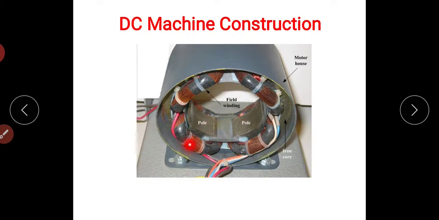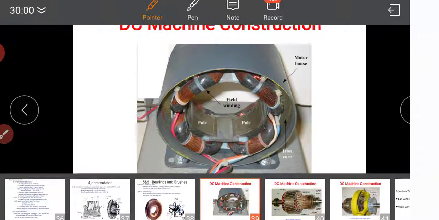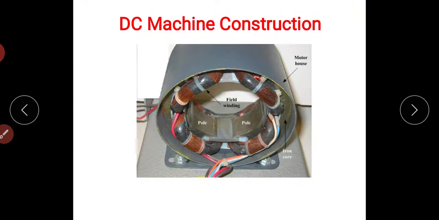Next one, this is the field winding. The field winding is wound on the pole core. Here, the number of poles equals 4: first one, second one, third one and fourth one. By using the field winding, we can produce the magnetic field. By connecting a DC supply to these windings, we can produce the magnetic field inside the generator.